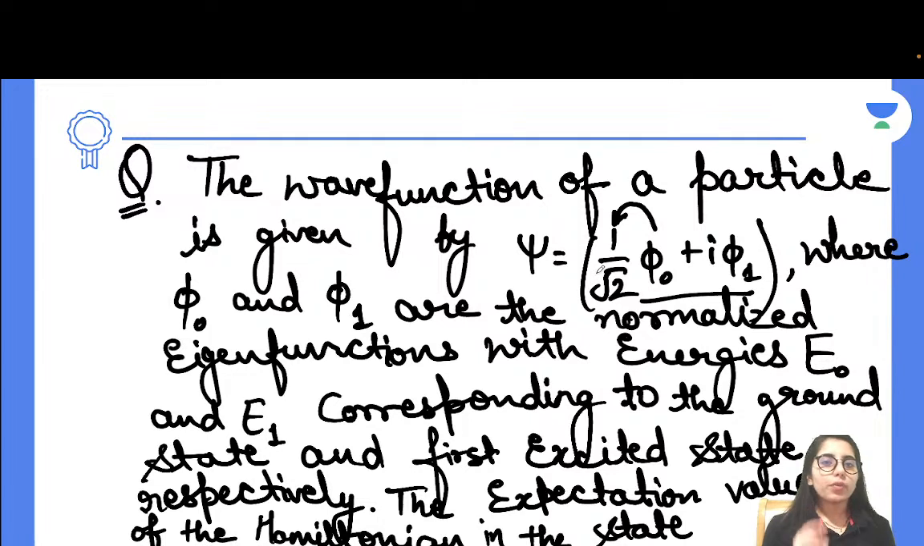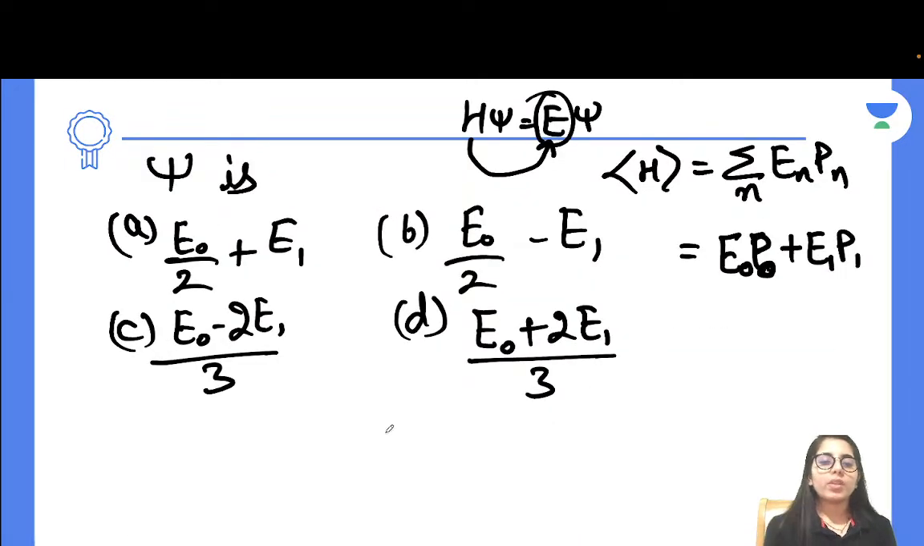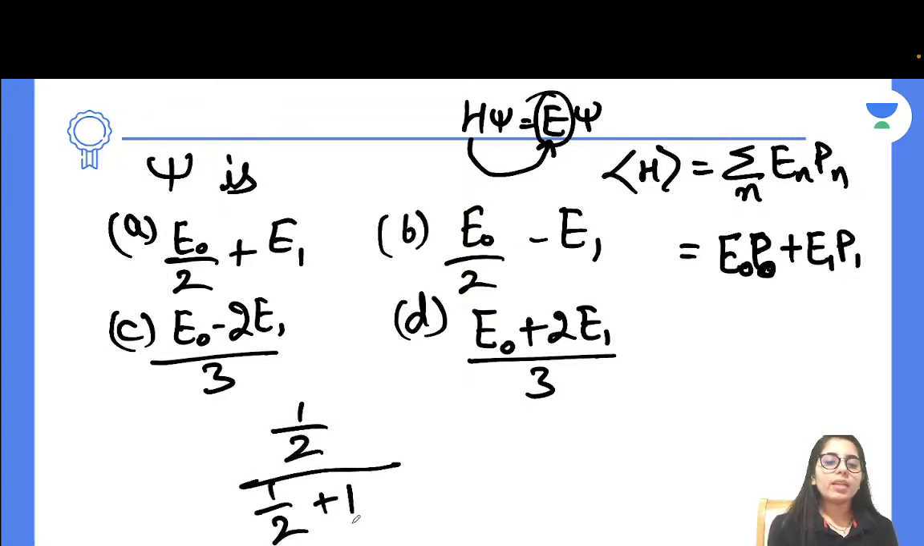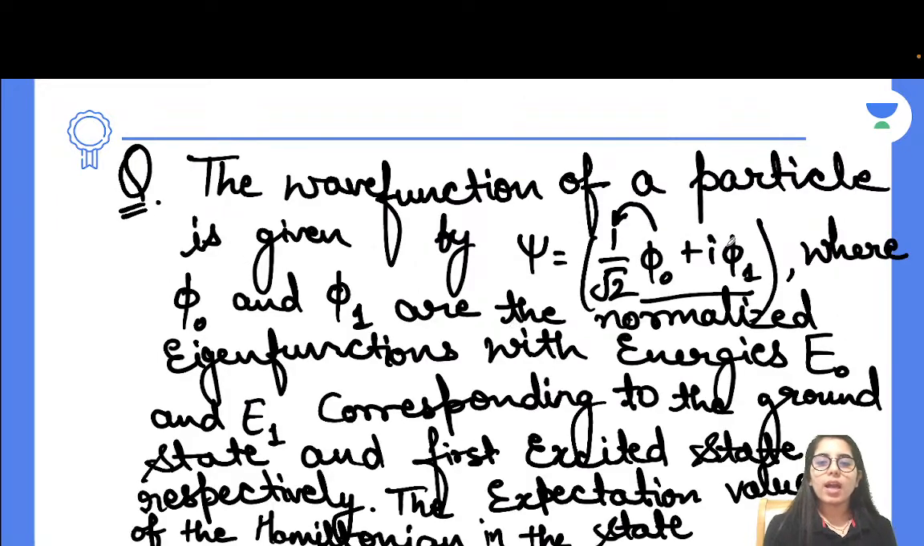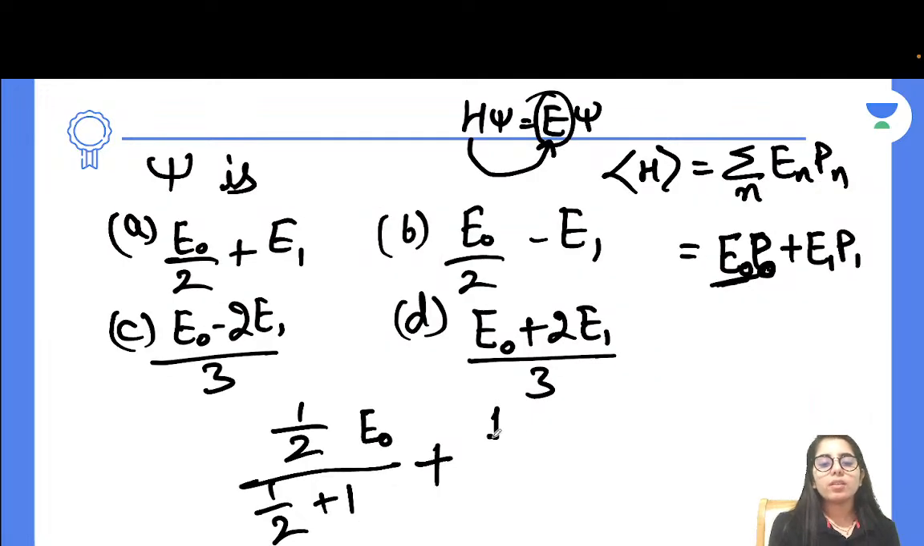When you square each term separately, you have to take the mod after taking the square. So it's going to be 1 over 2 upon 1 over 2 plus 1, and that is the probability multiplied by the energy, E naught. Plus, for the next term, iota square is its favorable coefficient. Iota square gives you -1, but when you take its mod, it becomes +1. So 1 E1 divided by 1 over 2 plus 1. The denominator gives you 3 by 2.